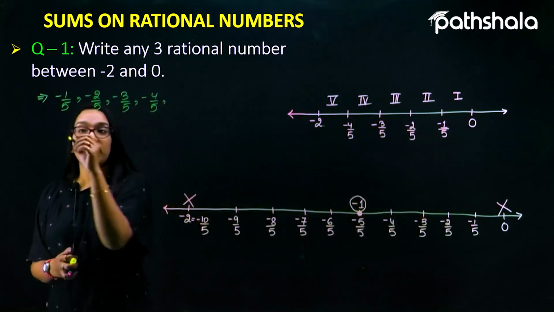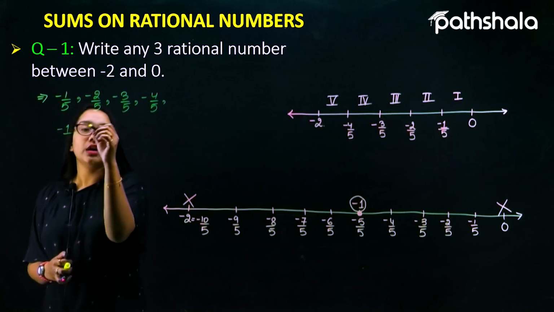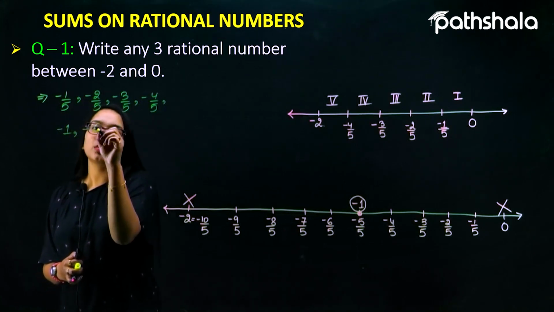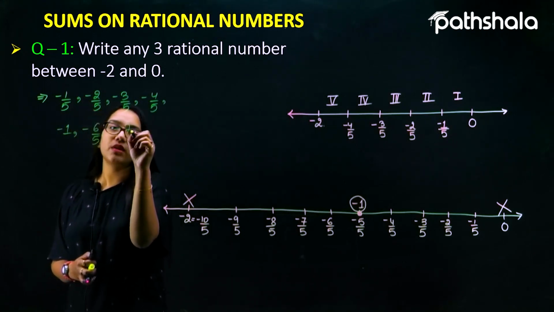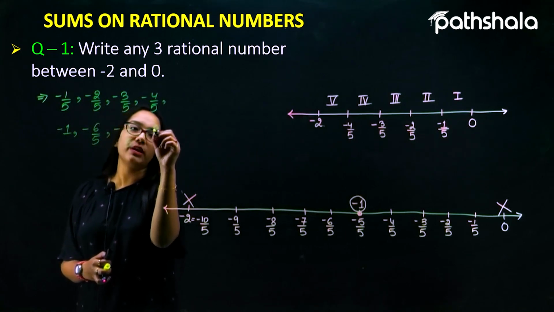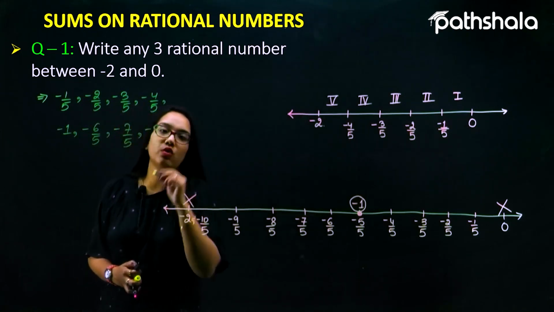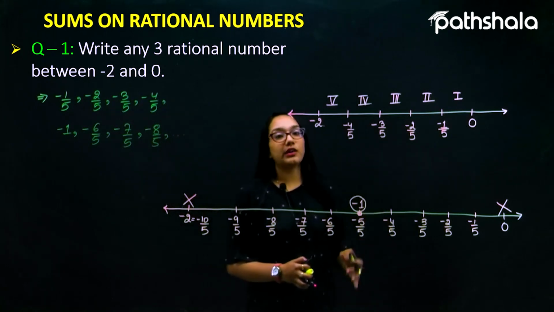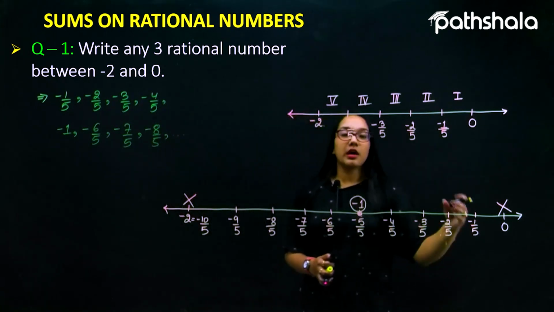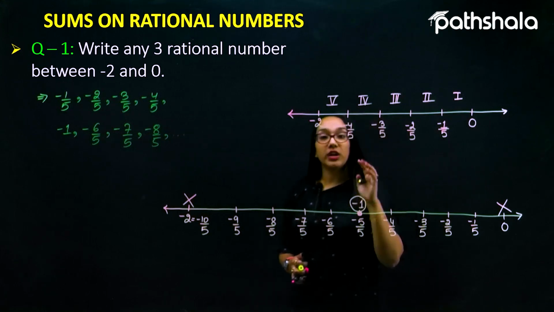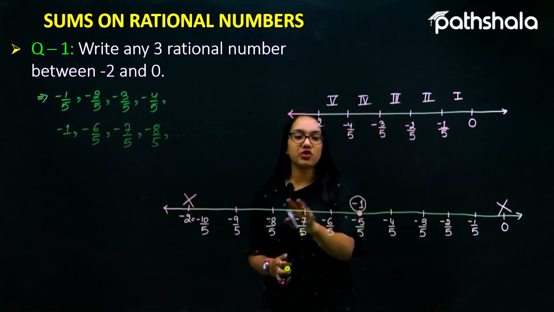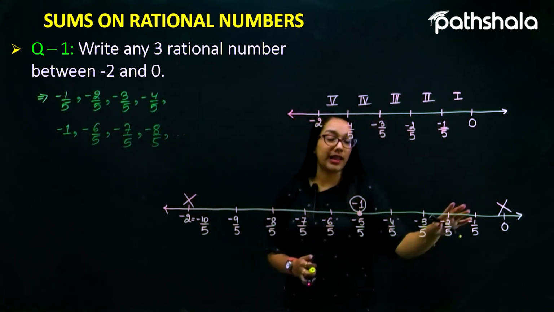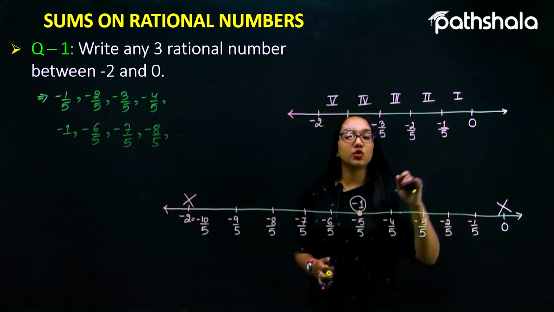Let us suppose I'm writing -1 over here. Again, this is minus of 6 by 5, minus of 7 by 5, minus of 8 by 5, and so on. Whatever any three rational numbers you like, you can write, but they are asking about only three rational numbers. So any three rational numbers you can pick from here that are lying in between 0 and -2. So this is our answer.